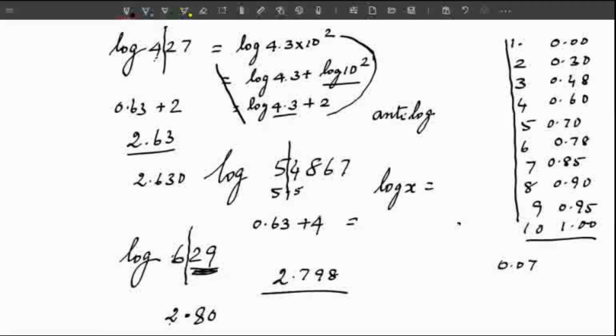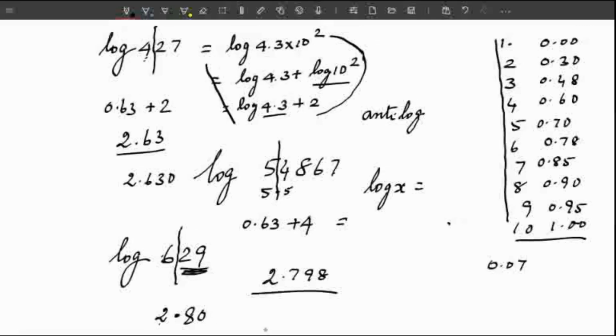And tell me, with the digits, 0 point, no need to say digits. And log of x is equal to, tell me. 835. Some decimal should also be present.